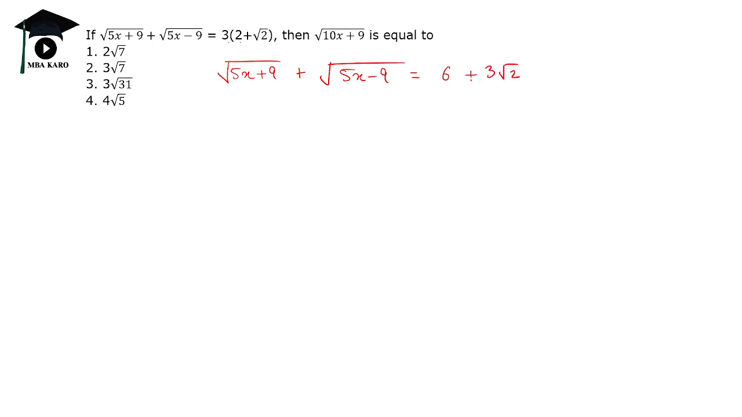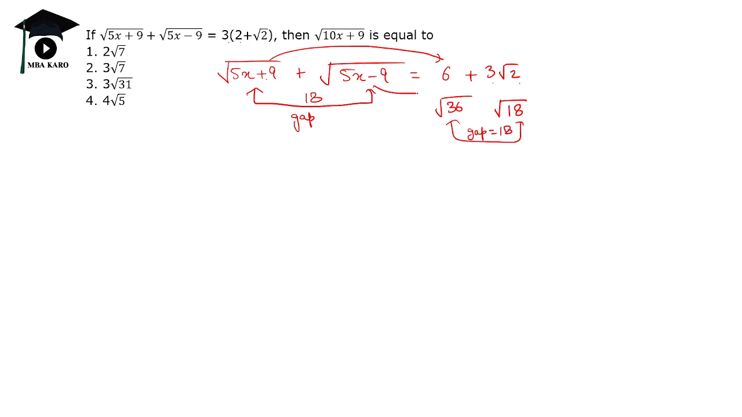Now let's observe one thing. If we take it inside the root, it becomes root 18. Now see these two numbers. What is the difference between them? 9 to 0 is 9, and 0 to minus 9 is 9 more. So the difference is 18. And if you take 6, 6 is basically root 36. So the gap is also 18. So between these numbers the gap is 18, so we can say that this is equal to 6 and this equals root 18, isn't it?